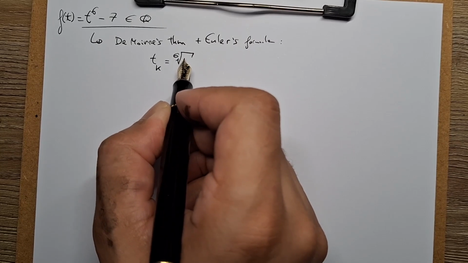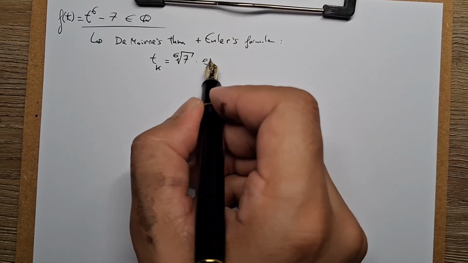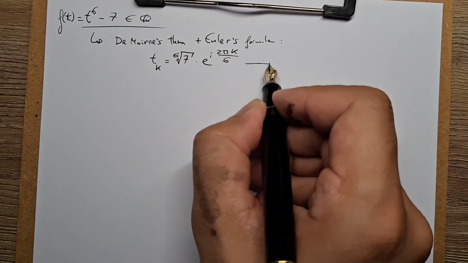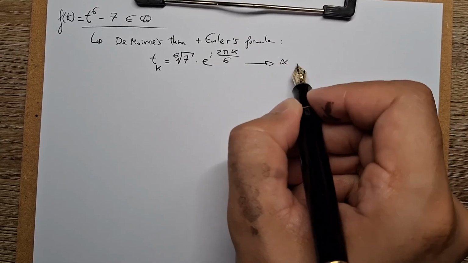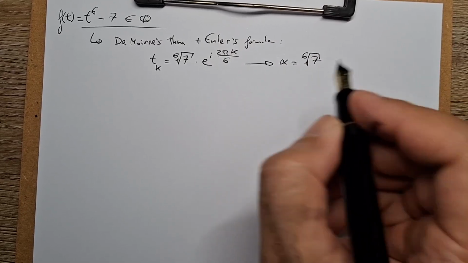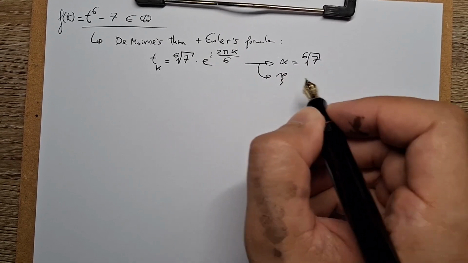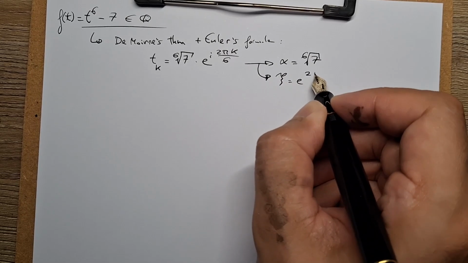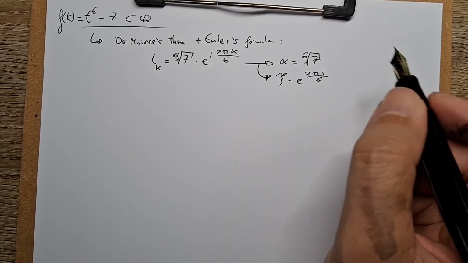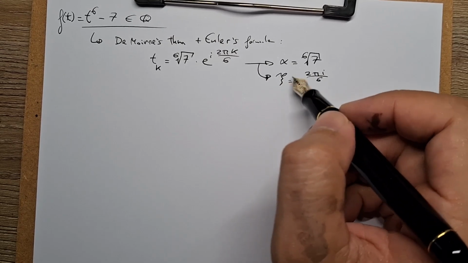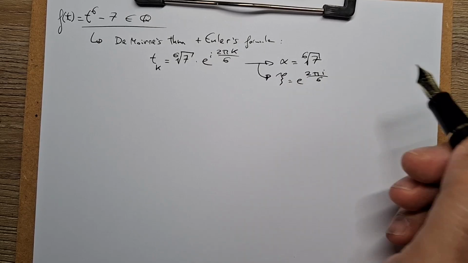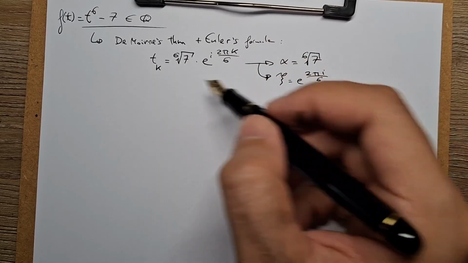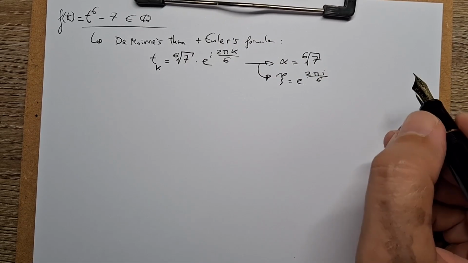the sixth root of 7 multiplied by e to the i 2 pi k divided by 6. From here we will just define alpha to be the sixth root of 7 and theta to be e to the 2 pi i divided by 6, so that when we power theta to various integer values, we go over the different k values here and we go over the different roots.